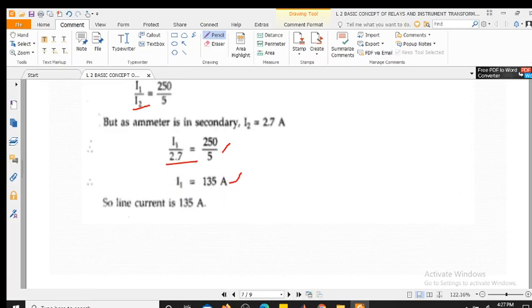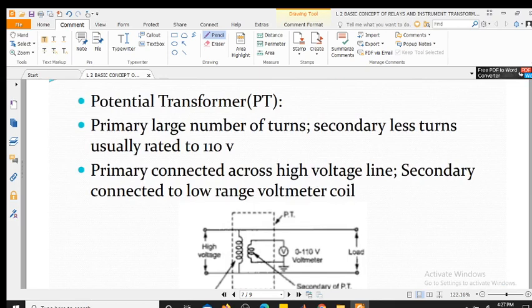In the same way, we need to learn about PT. In potential transformer, the primary consists of a large number of turns and the secondary consists of fewer turns, and always the secondary should be connected to a voltmeter, and this is grounded for safety purposes. Always the meter connected here will usually be rated 0 to 110 volts.